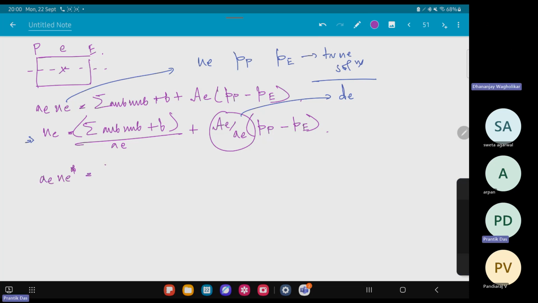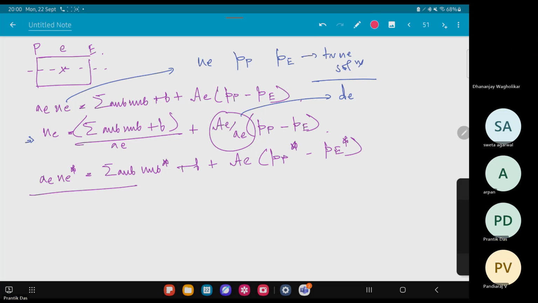So A EV star equals sigma A in B UNB star plus A PP star minus PE star. The variables without star give you the exact value, and the ones with star are the guess value. You take a guess value for the pressure itself, and then find the velocity from the momentum equation. If the pressure is a guess value, then the velocity you get is also a guess value. Do you agree with me?